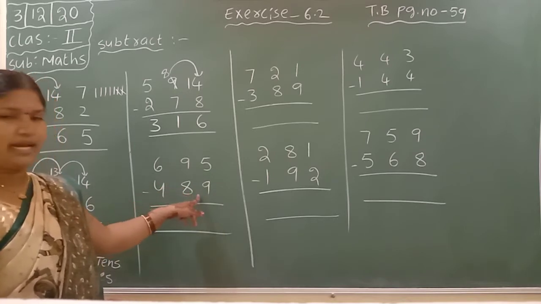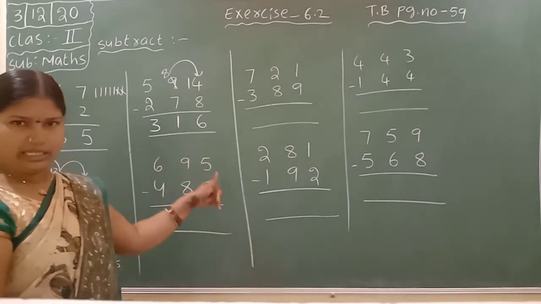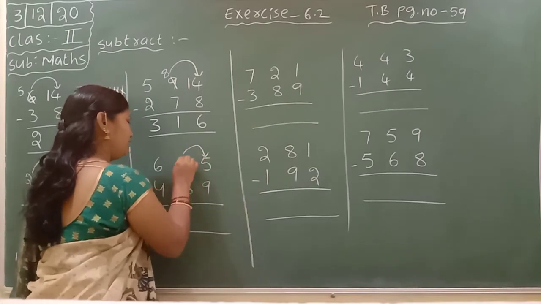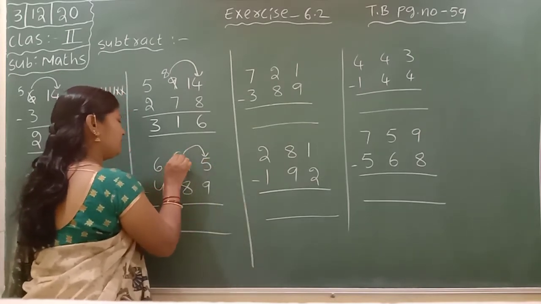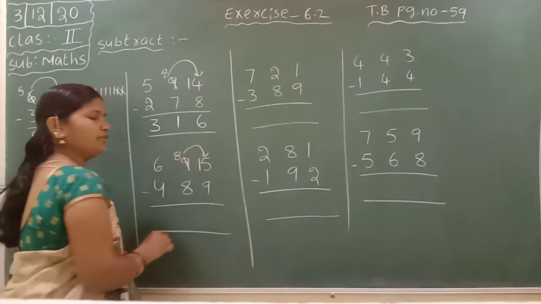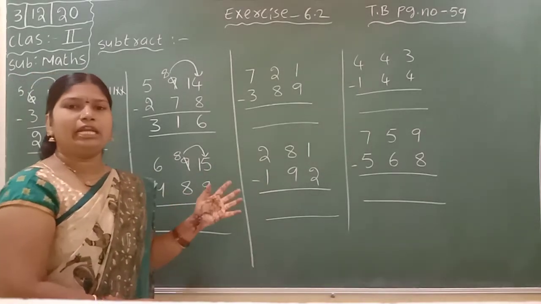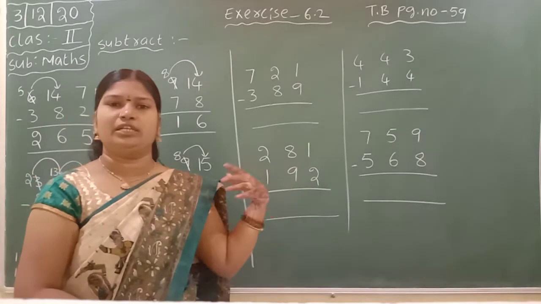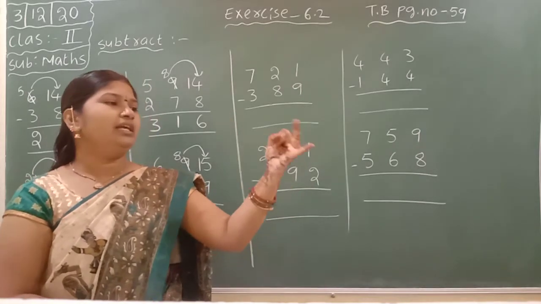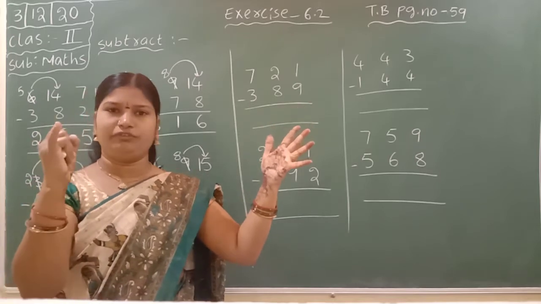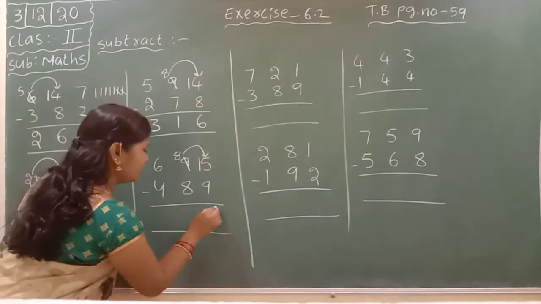5 minus 9 not possible. Take regrouping, from here to here. 8 gives one, so 9 becomes 8, and 5 becomes 15. 15 minus 9. 9 after, count up to 15. 9 after: 10, 11, 12, 13, 14, 15. 6. The answer is 6.